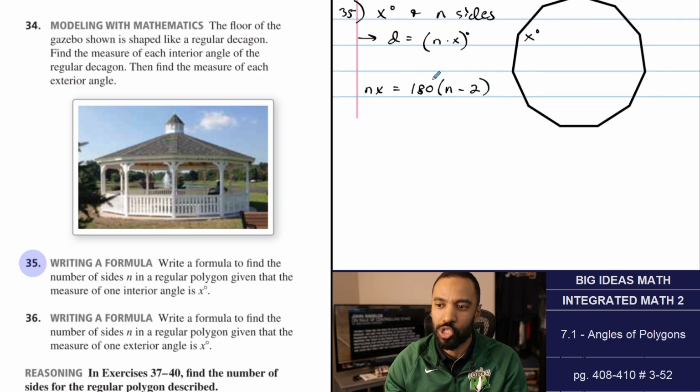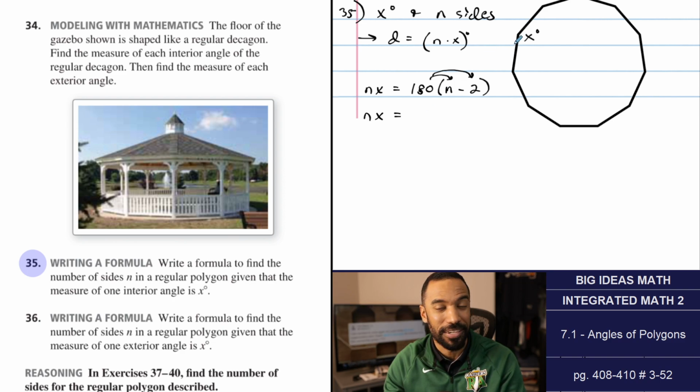Here's what I'm going to do. I'm going to distribute 180 this time. n times x equals 180 times n minus 360. I could have done the supplement of this x and said 360; there are probably a lot of ways I could have done this. I'm going to subtract 180n from both sides. Basically, I want to get all terms with n on the same side of the equation.